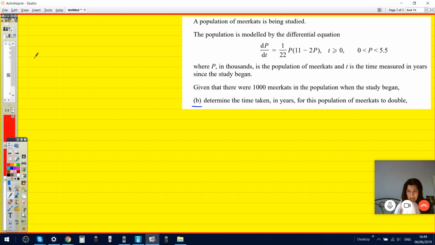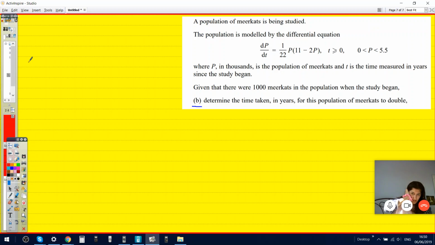Given that there were 1,000 meerkats, for p in 1,000, so p equals 1, we're going to determine the time taken for this population of meerkats. So if p is in 1,000 and there's 1,000 meerkats, that means p is 1. Oh wait, no. Wait. No, it's 1,000, wouldn't it? Okay. No, it'd be 1 because it says there that the range is 0 to less than 5.5. P equals 1. So if we put 1 into that equation, we get the rate at which. So you need t, basically. Yeah, do you have to integrate that? Yep.